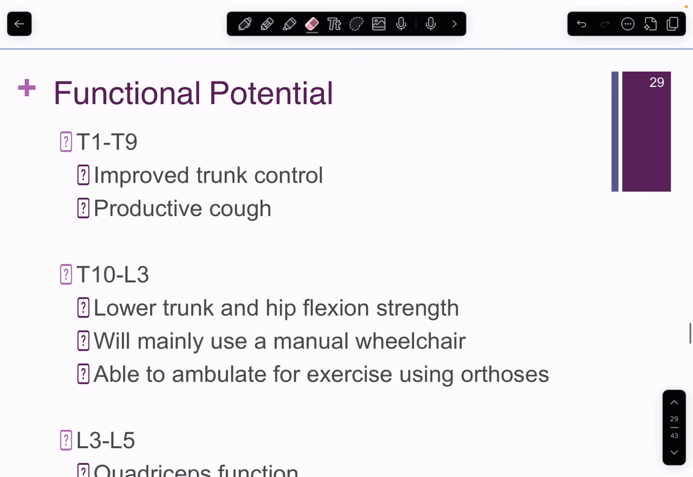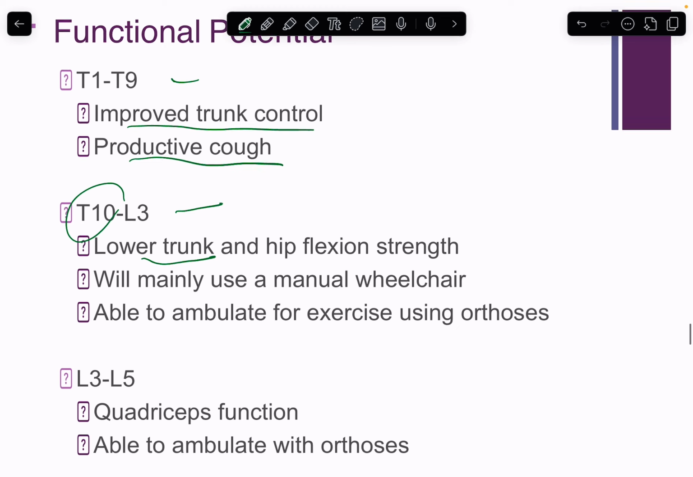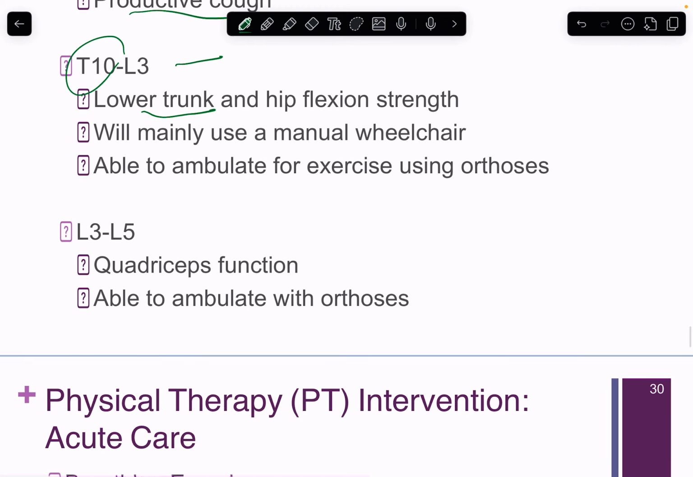In the thoracic region from T1 to T9, the level has the potential for trunk control and can now do a productive cough. For T10 to L3, the patient has lower trunk ability and hip flexion strength. And then, of course, they can use manual wheelchairs. They have upper body strength, fully innervated, and are able to ambulate for exercise and will use orthosis.